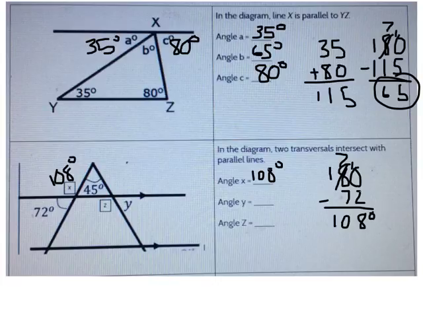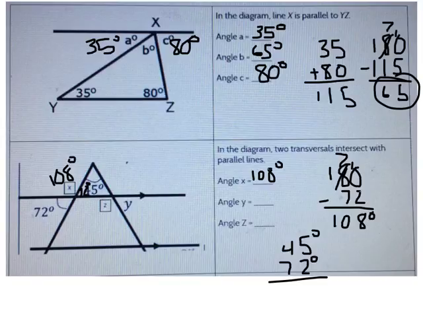I know that that means this angle, vertical to 72, is also 72 degrees. Now I can solve for the third angle in the triangle by adding 45 degrees and 72 degrees and then subtracting from 180. What's 45 plus 72? Well, 5 plus 2 is 7, and 4 plus 7 is 11.